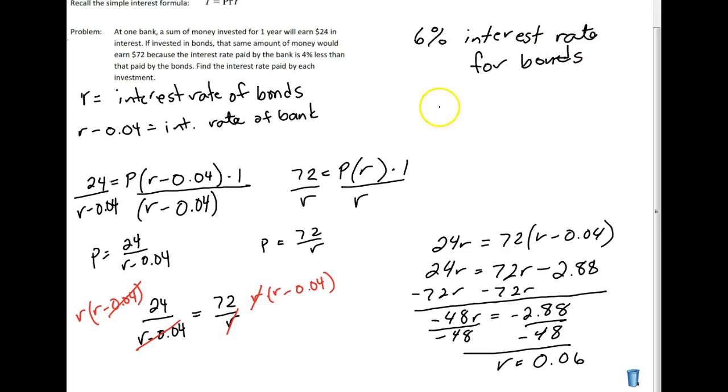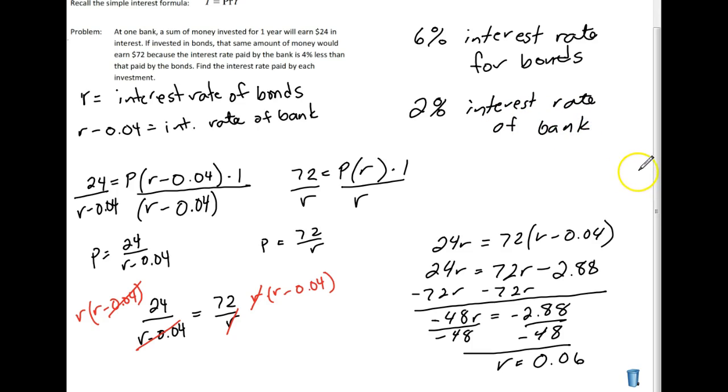But remember, the original problem asked us to find the interest rate paid by each. So I have to also figure out the interest rate of the bank. I take the 0.06, and if I subtract 0.04, I'm left with 0.02, which is 2%, and that is the interest rate of the bank.